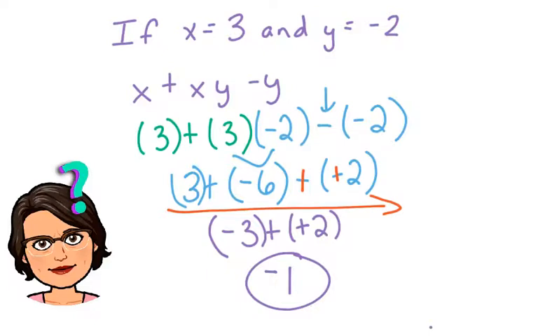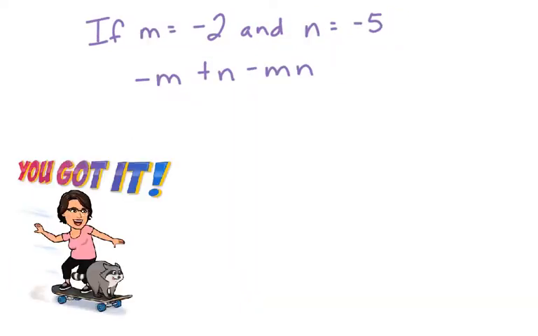Good job. If you got that right, give yourself a pat on the back. And if you didn't, but you see where you made your mistake, give yourself a pat on the back for that too. Let's try another one. All right, so this time we have m equals -2 and n equals -5. Go ahead and pause the video and give it a try.